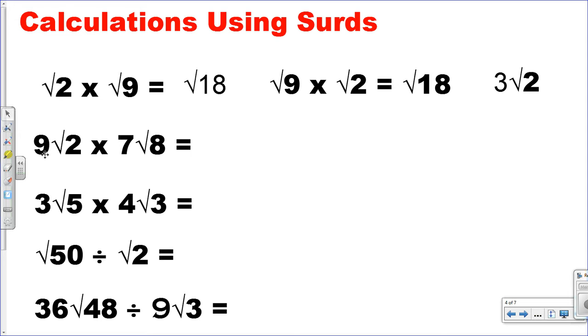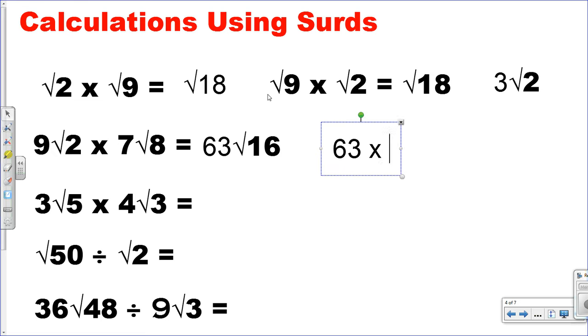When we've got surds with a number outside the square root symbol, we deal with their numbers first. So 9 times 7 in this case would be 63, and 8 times 2 in this case would be 16. Now 16 is actually a square number, so the square root of 16 is 4. Our answer in this case would be 63 times 4, which equals, if you just figure it out, 252.